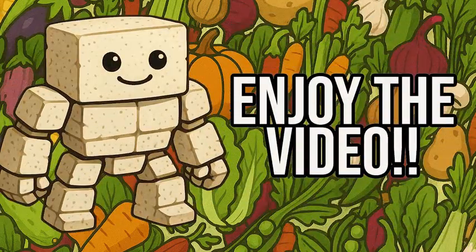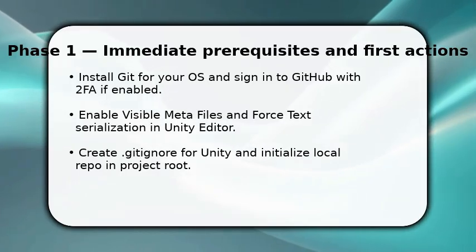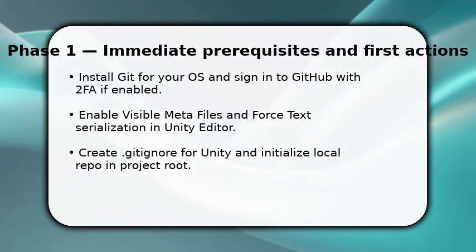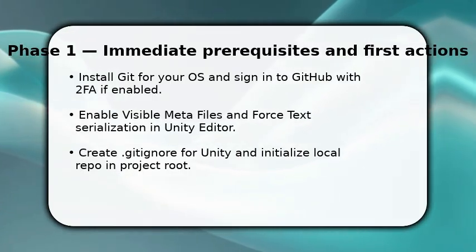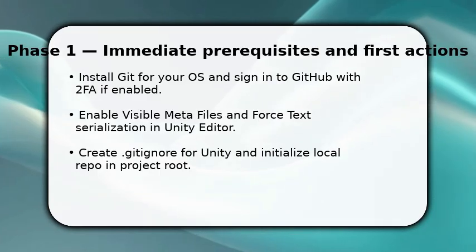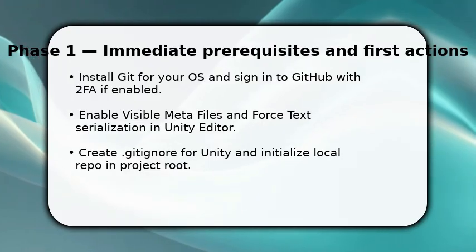Please enjoy the video. You start by getting tools ready. Install Git and log into GitHub so authorization is smooth. In Unity, switch to visible meta files and force text so assets track reliably. Once done, open your project folder, create a Unity-specific Git ignore and run git init.